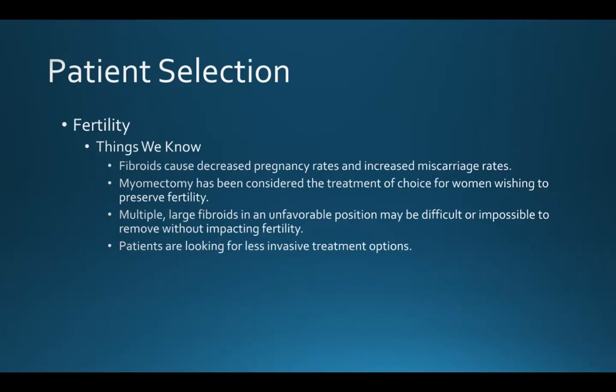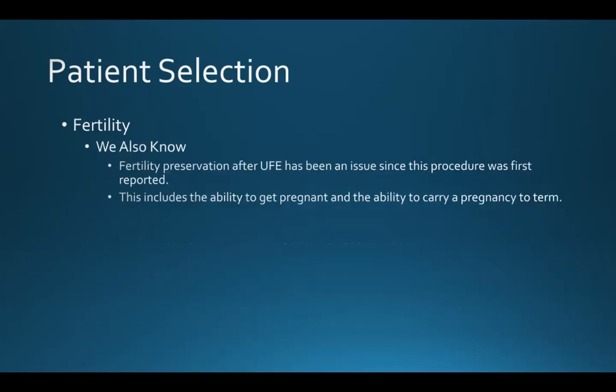Myomectomy has been considered the treatment of choice for women wishing to preserve fertility. However, multiple large fibroids in an unfavorable position may be difficult or impossible to surgically remove without impacting fertility, and therefore patients are looking for less invasive treatment options. We also know that fertility preservation after embolization has been an issue since the procedure was first reported, and this includes the ability to get pregnant and the ability to carry a pregnancy to term.